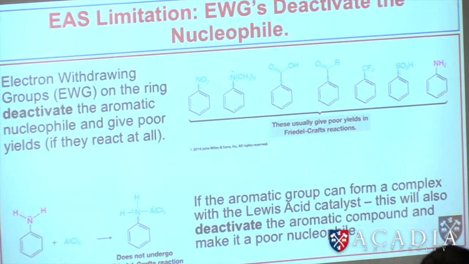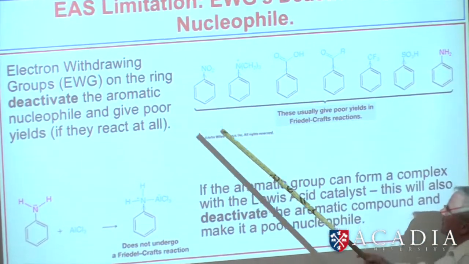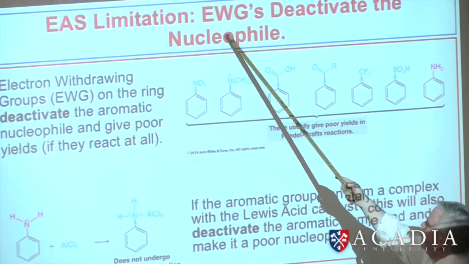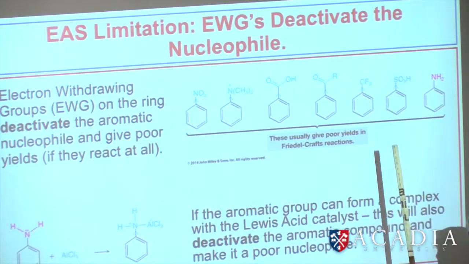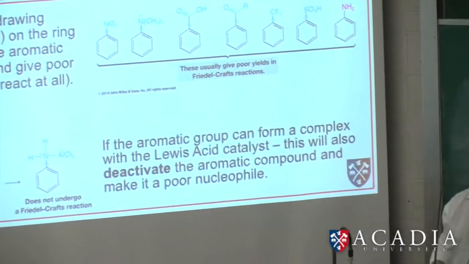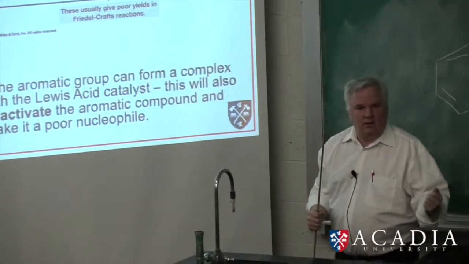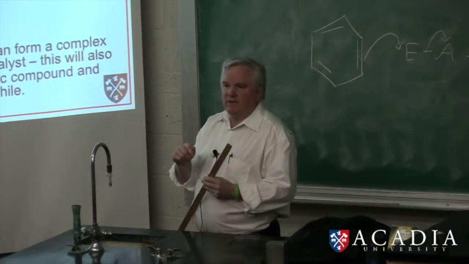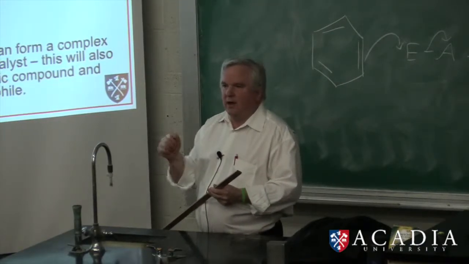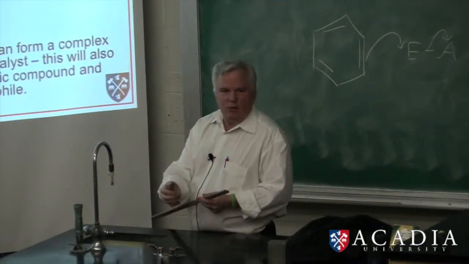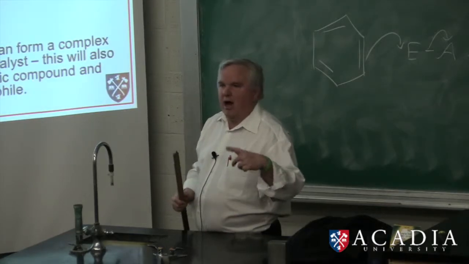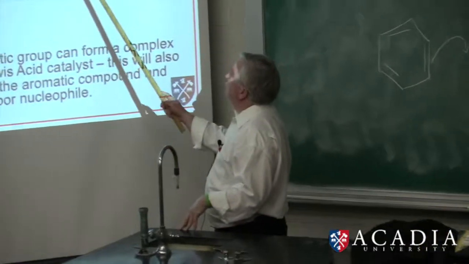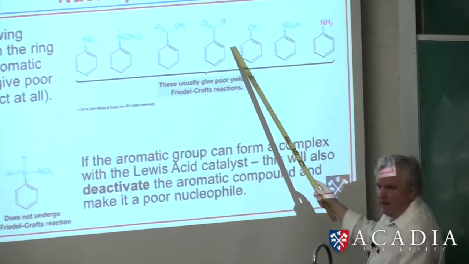Another limitation, this isn't a limitation of all electrophilic aromatic substitution reactions, but particularly so with the Friedel-Crafts. Electron withdrawing groups, as we might expect, remember our benzene is our nucleophile. It's not a very good nucleophile. What do you think is going to happen to its nucleophilicity when we put an electron withdrawing group on it? It's going to suck that electron density away from the pi system, and it's not a very good nucleophile anymore. So electron withdrawing groups deactivate the nucleophile.